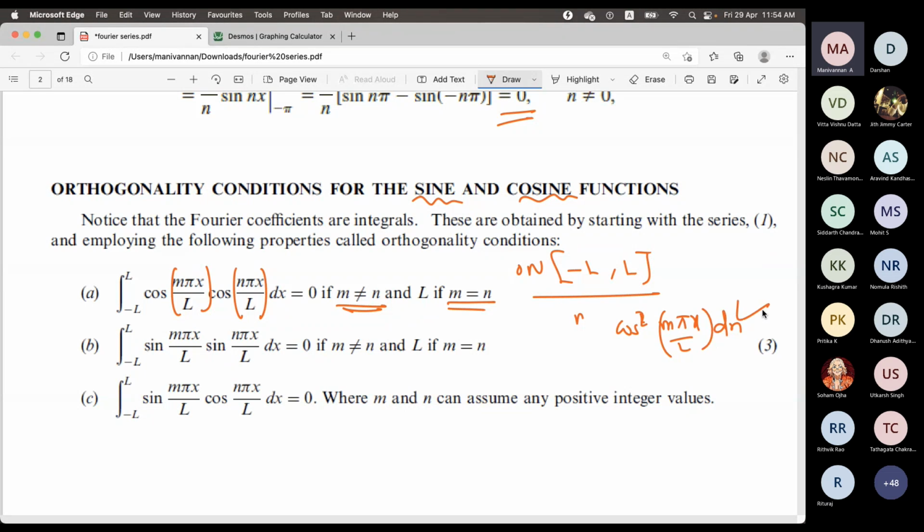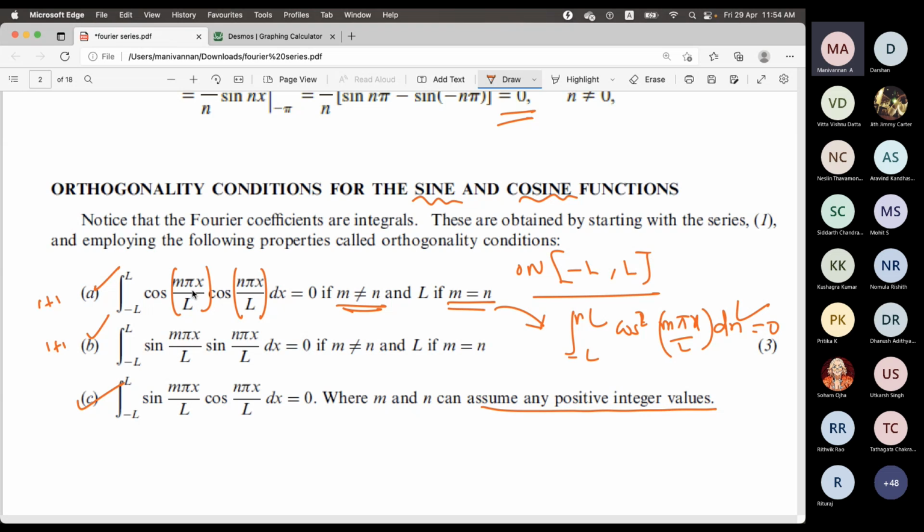If we are computing for this also, it is 0. That's the case m equals n, and not equal to n also. The same case here for cosine also. Actually here it is the 1 plus 1 by 2 formula, and out of that it is a combination of sine and cosine, where m and n can assume any positive integer values. This value is also 0.